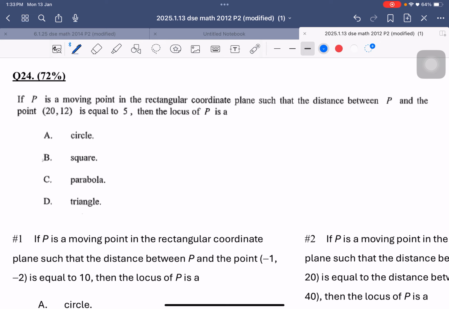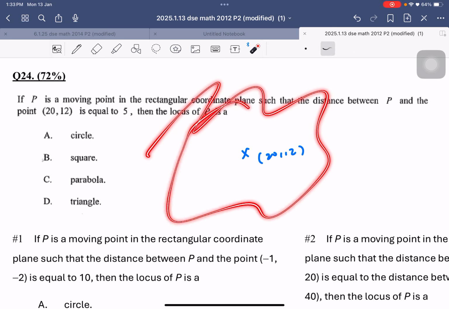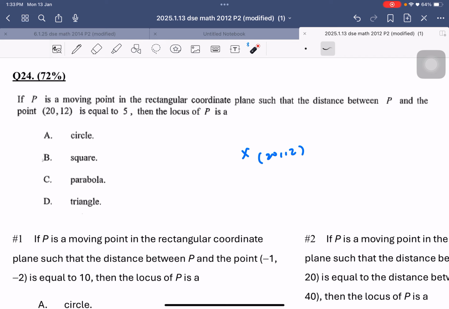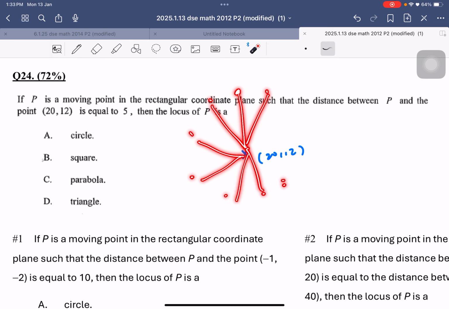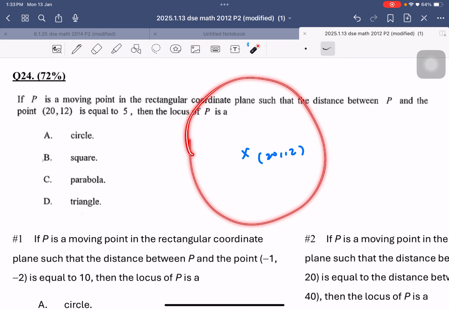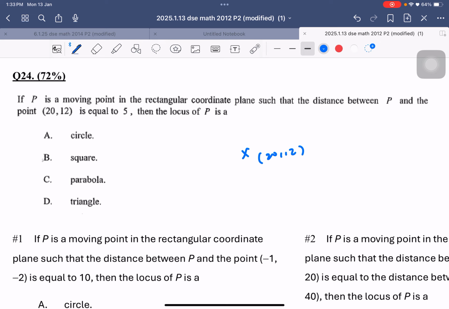But can you see? Okay. So now we have a fixed point that says 2012, and we have another moving point P. It can move around, isn't it? But now we have the distance between P and the fixed point always being 5. So where can P be? P can be here, that's going to be 5. P can be here, P can be here. So that's going to be a circle. That must be a circle. So the locus of P is actually a circle.